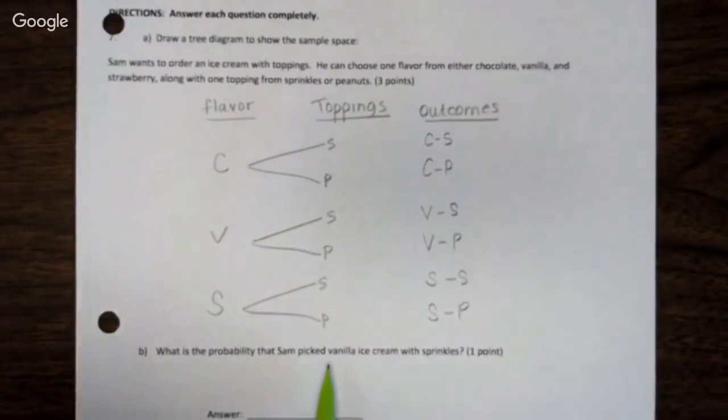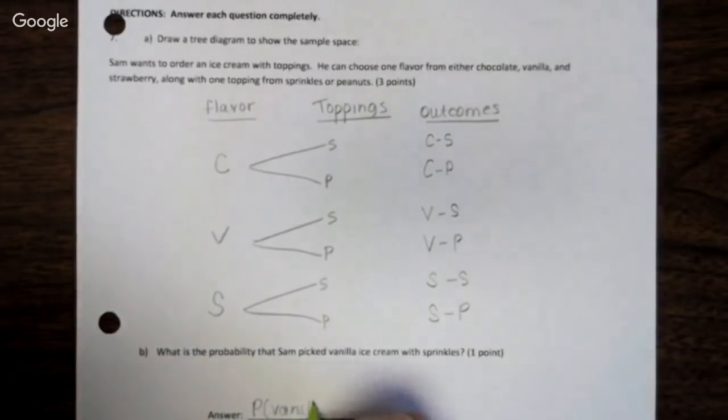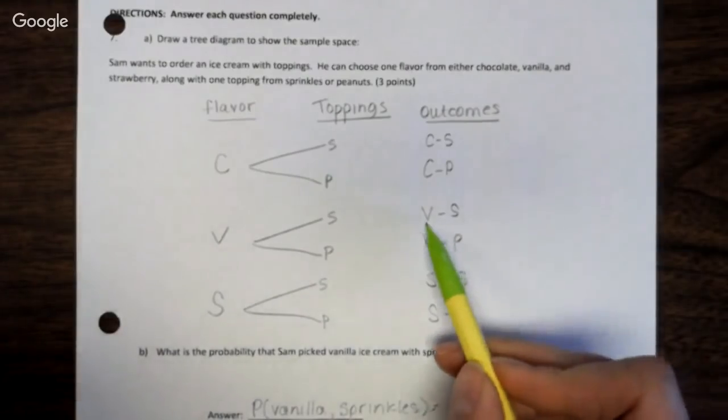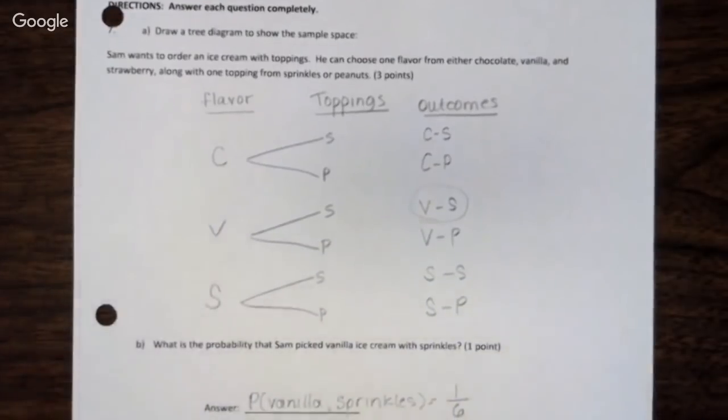So what is the probability that they will select a vanilla with sprinkles? So probability of vanilla, comma, sprinkles. There is one choice that's vanilla sprinkles out of the 6 total outcomes.